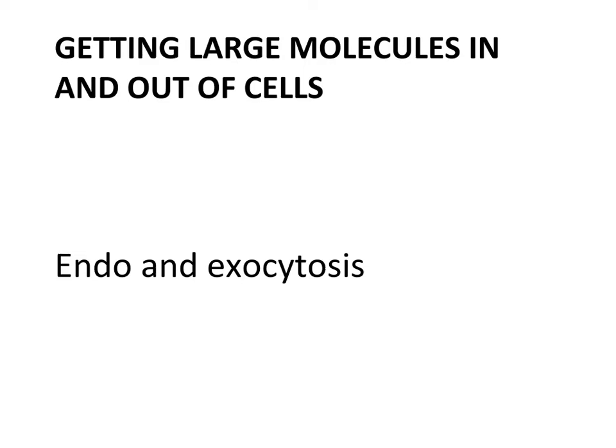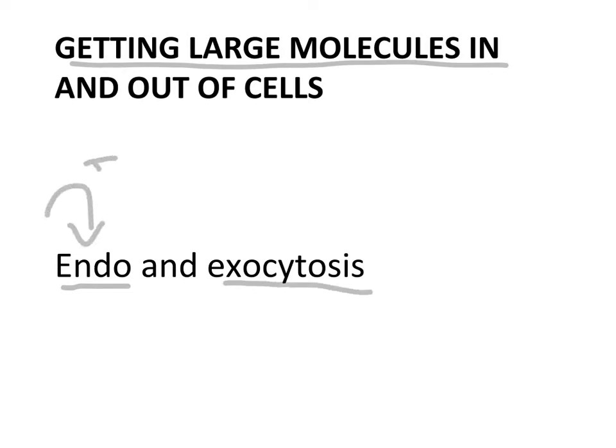Greetings, students. I am going to talk about how you control what goes in and out of a cell when it's large and polar, or just really large, because it ends up being a slightly different scenario. The way that happens is endocytosis and exocytosis. So endo means in, exo means out.